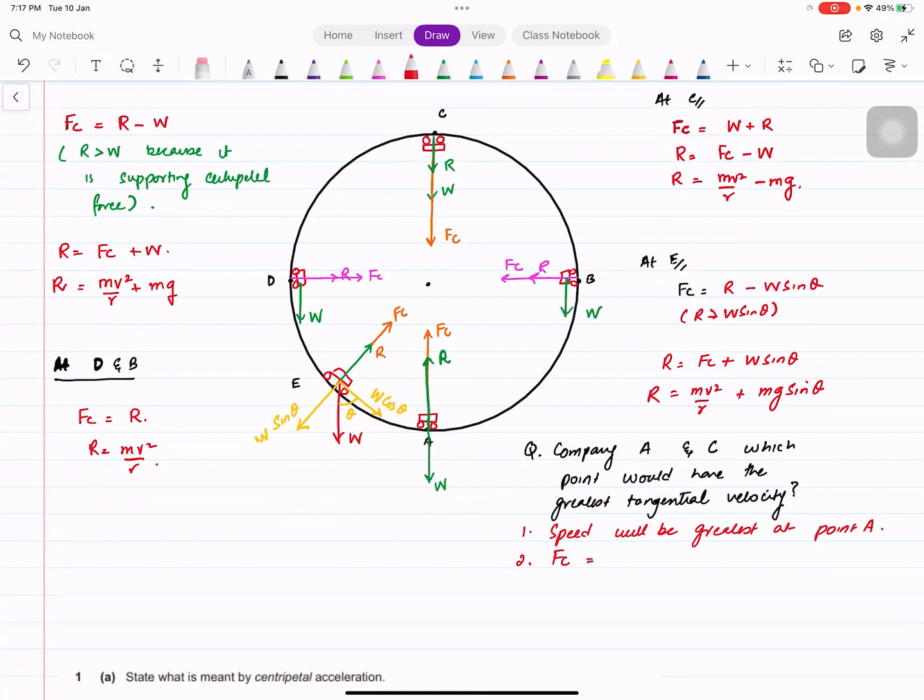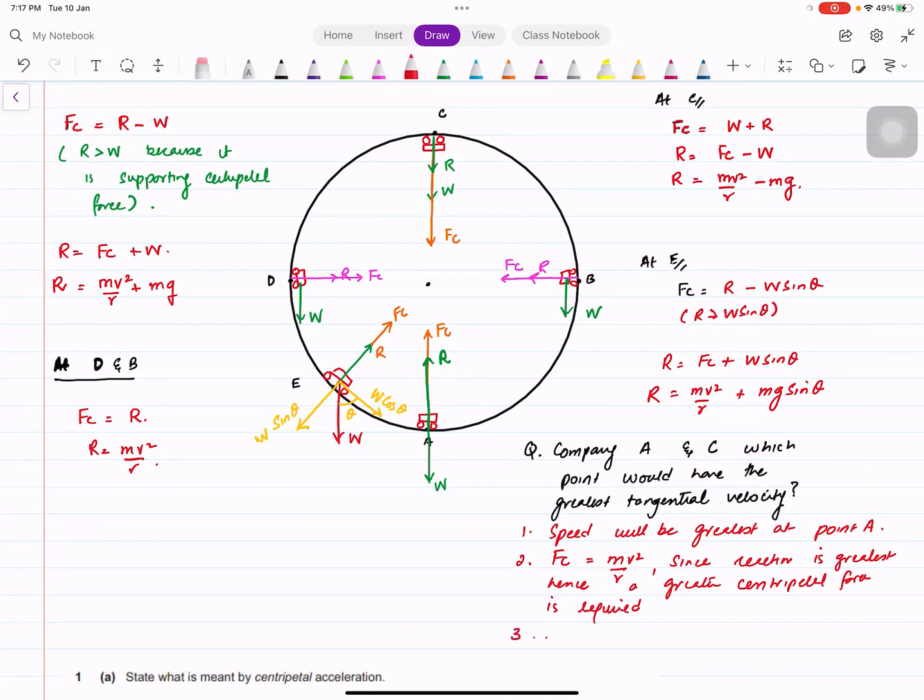Centripetal force is equal to mv square over R, as you know. Since the reaction is greatest, hence a greater centripetal force is required, right? So this is what we talked about for point A.